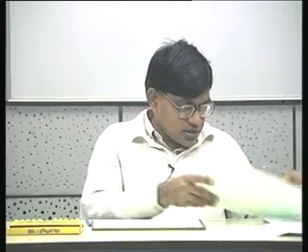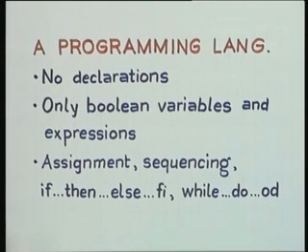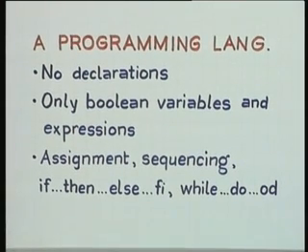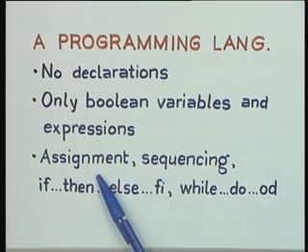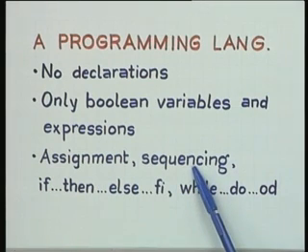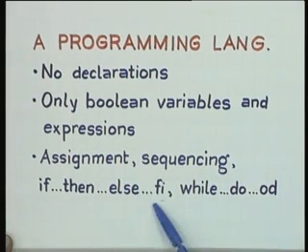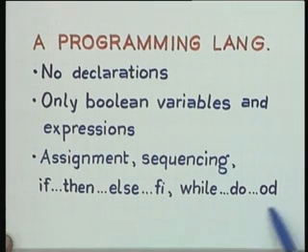So, now keeping these things in mind, let us define a small programming language. It's really amazingly simple, so simple that it's actually completely useless, if you like. So, what does this programming language contain? It contains no declarations. It contains only Boolean variables and expressions. It contains the following commands: assignment, sequencing, a conditional, and a simple looping command.